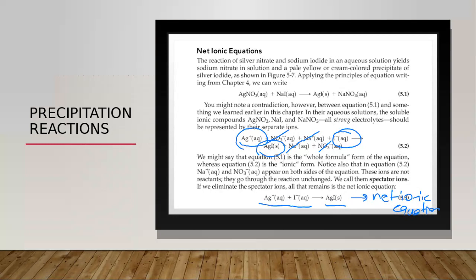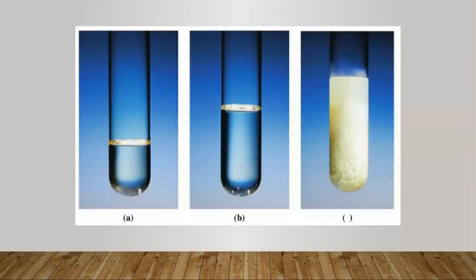Don't forget that. Okay, this is an important thing. And we can write this reaction as a net ionic equation. But if you want to write the net ionic equation, you have to know some rules. If you don't know the rules that I showed you, you cannot write the net ionic equation, because this is so important.